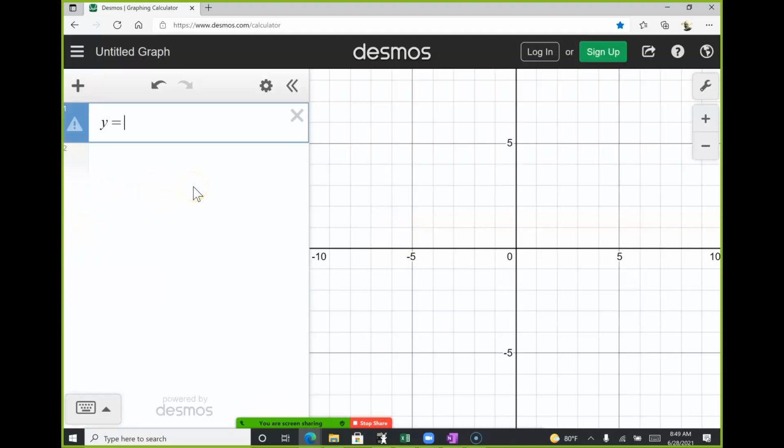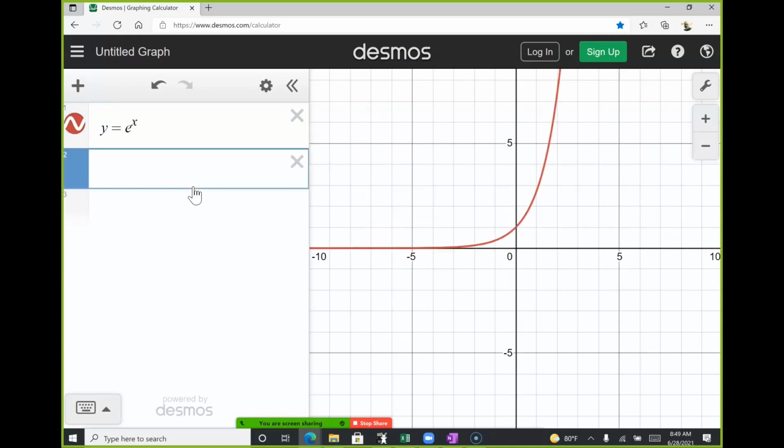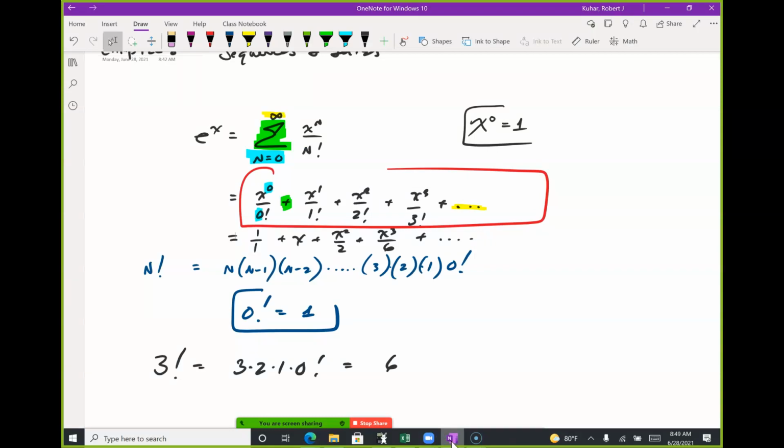So I've got my y equals e to the x function in red, and I want to compare that to the sum of those things I got, right? I know it's a little bit easier for you to look at your screen here, but we're comparing it to 1 plus x plus x squared over 2 plus x cubed over 6. By the time I get there, I should see the connection, right?